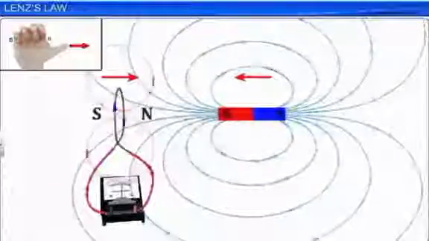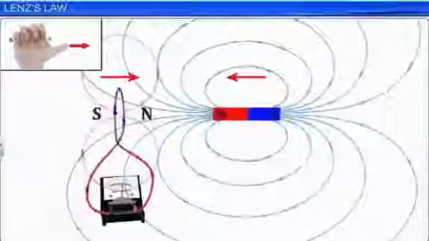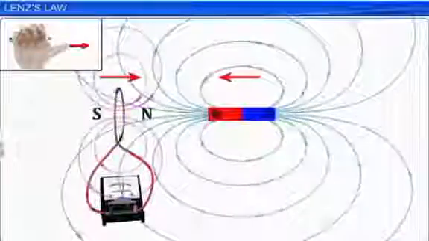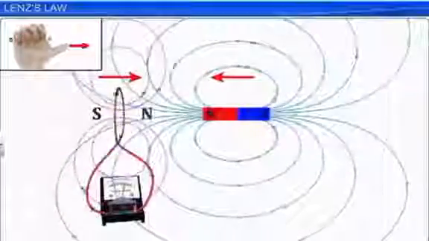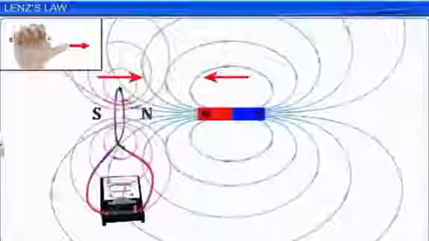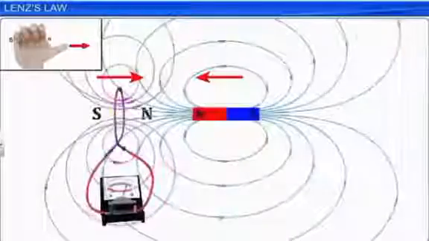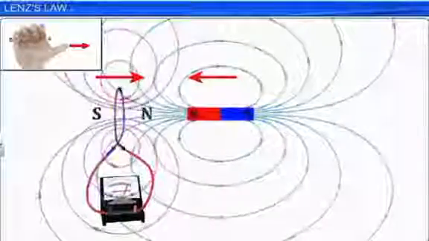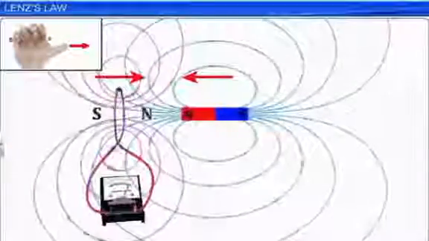This current produces a north polarity towards the north pole of the magnet and opposes the motion of the magnet, thereby opposing the increase in magnetic flux through the coil. A force is required to move the magnet against this repelling force.